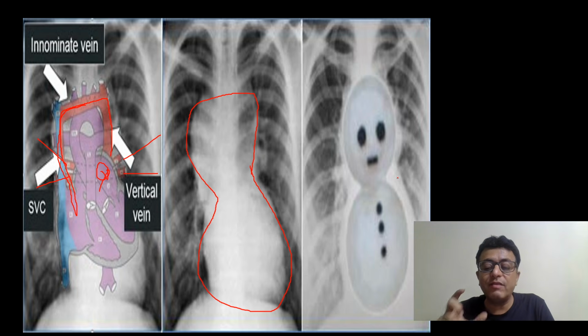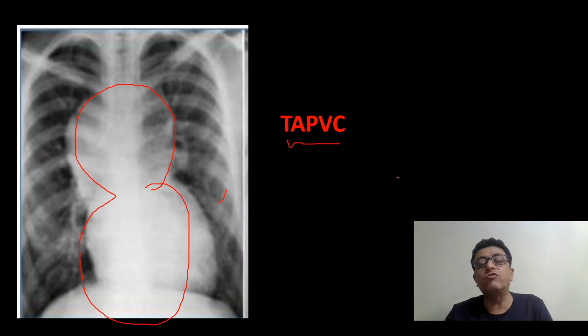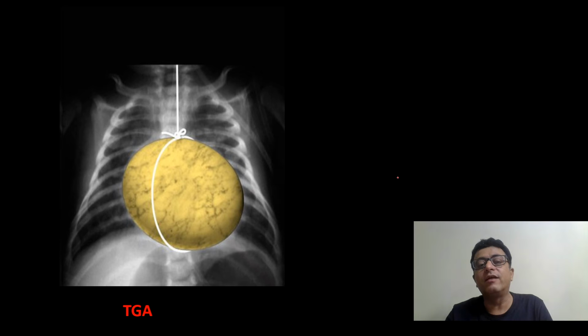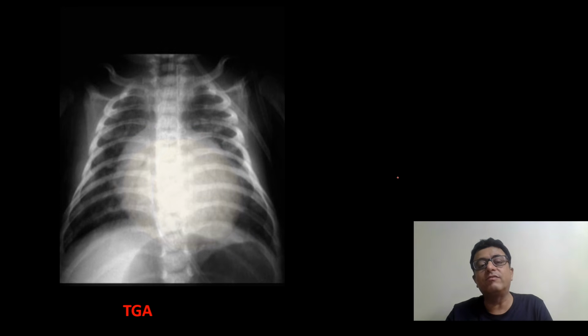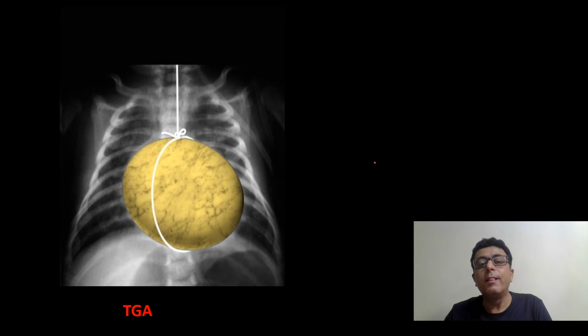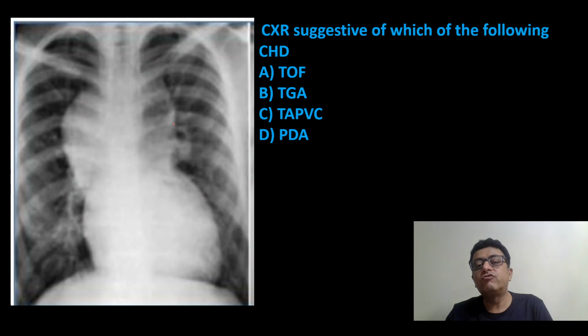So acclimatize your eyes and brain to the classical picture of supracardiac TAPVC: snowman appearance or figure of 8. This is the egg on side appearance of TGA. Why egg on side? Because of the narrow pedicle, thymus atrophy, and anteroposterior great vessels. So: narrow pedicle, egg on side appearance, TGA; snowman or figure of 8, TAPVC.